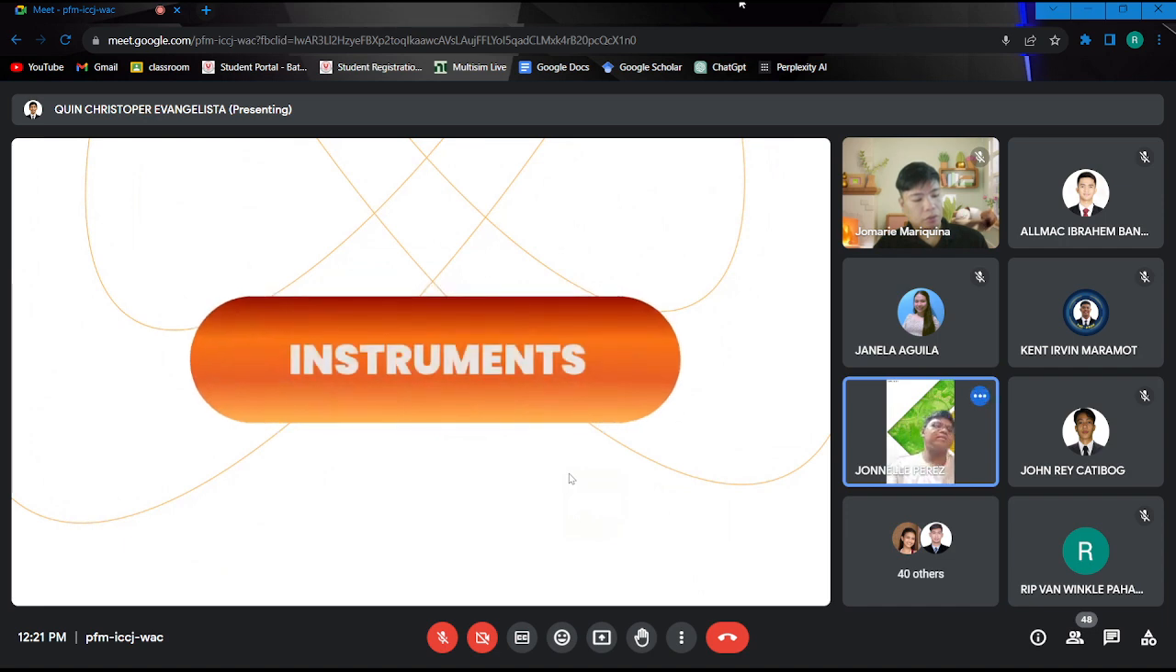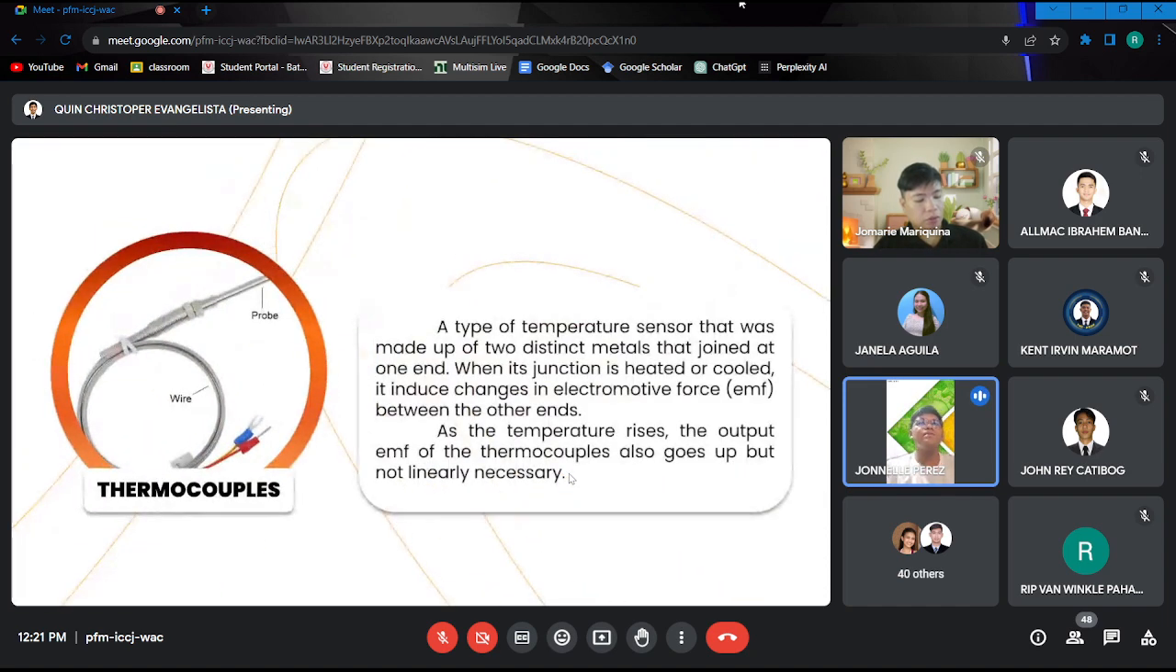Now let's talk about the instruments used to measure temperature. First is a thermocouple, a type of temperature sensor made up of two distinct metals joined at one end. There are various types of thermocouples, but the most common is the K-type thermocouple, which has a nickel chromium metal with a temperature range of negative 200 degrees Celsius up to 1260 degrees Celsius, and a nickel aluminum metal with a range of negative 328 degrees Fahrenheit up to 2300 degrees Fahrenheit.